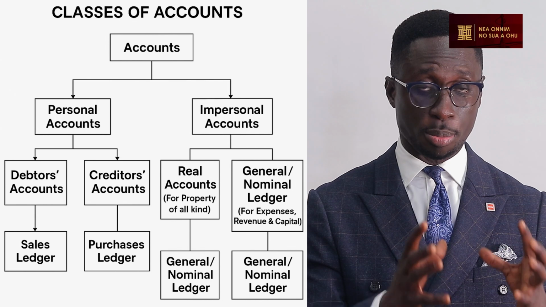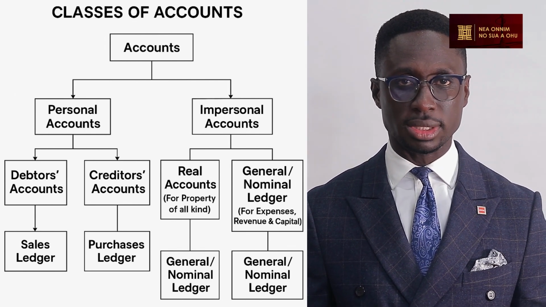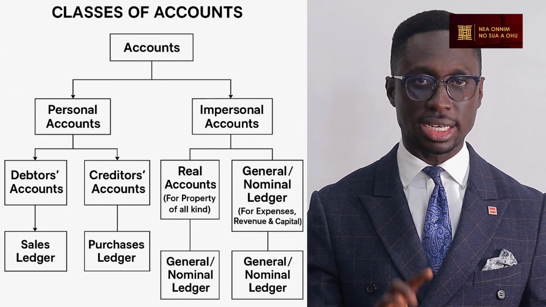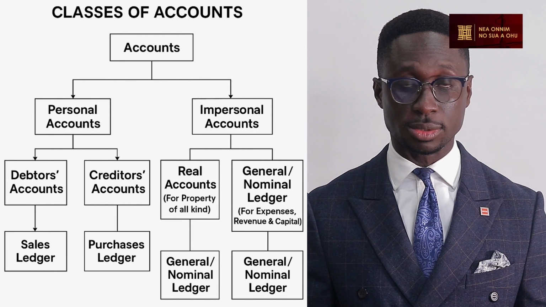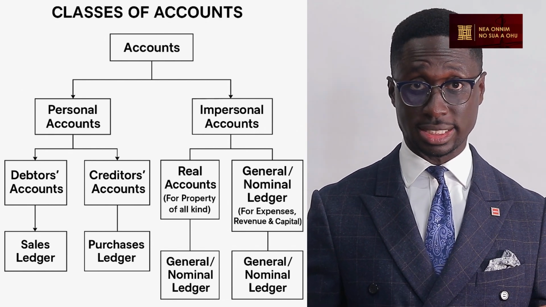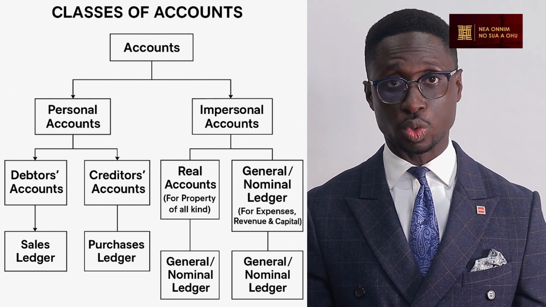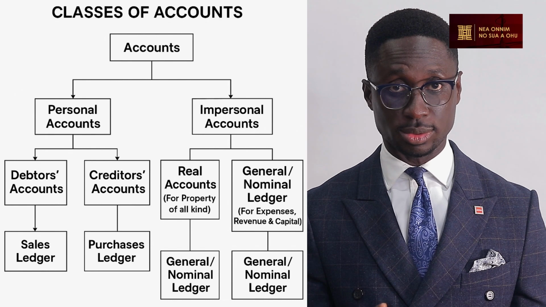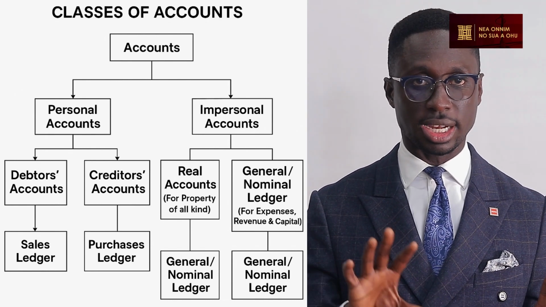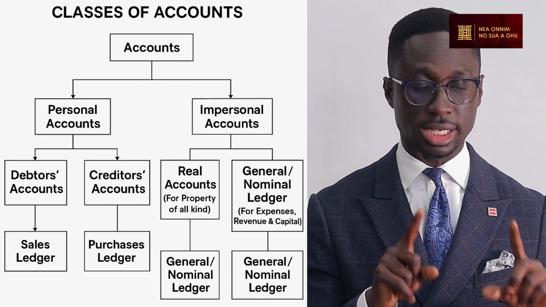Personal or personalized accounts. And so, as you may have figured out by now, typically the two types of accounts that will sit under personal or personalized accounts are our customer accounts, which we would call debtors accounts, and our suppliers accounts, which we would call our creditors accounts. I hope that is clear. So we have the debtors account and the creditors account sitting under personal or personalized accounts.